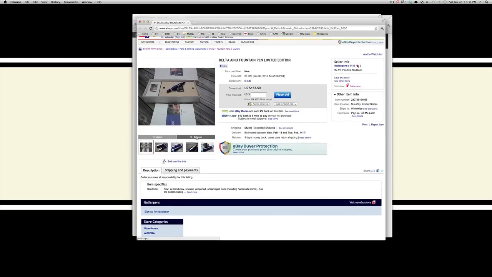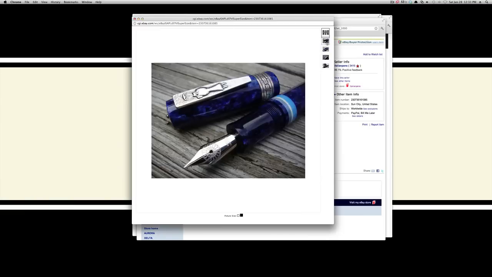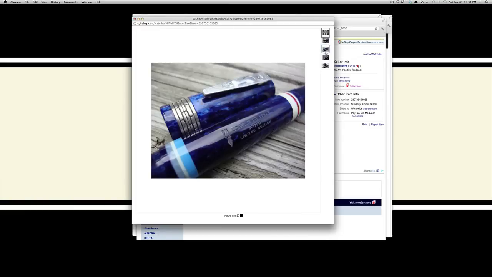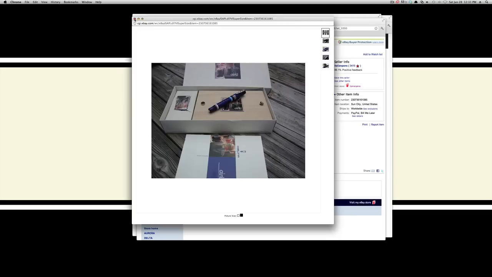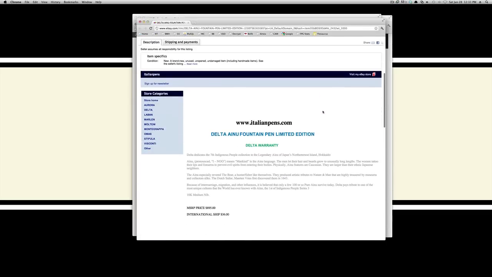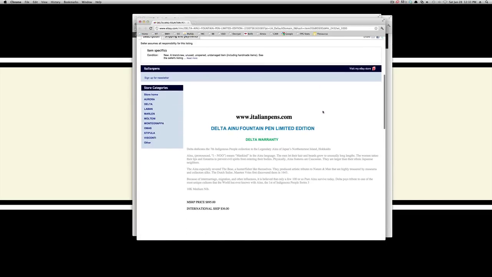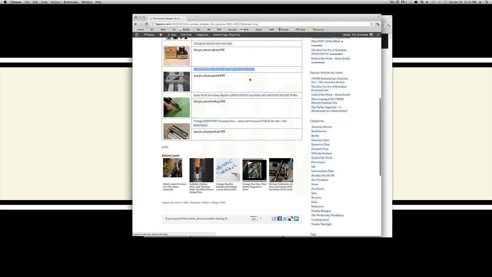Should we look at those pictures one more time since we're here? Since we're here. Well, it is a Delta, so you never know. It could be a piston filler. I'm not seeing a window. But I don't see anything in the description either. Strange. Well, I'll come back and take a look at that one. I think it's a very nice looking pen. I'll at least keep an eye on it. Let someone else have that one.